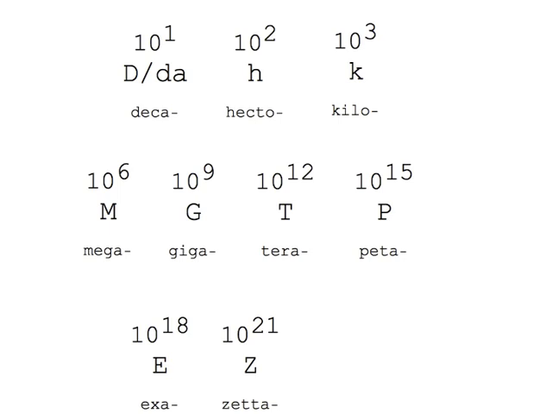10 to the 21st power uses the prefix zetta, abbreviated by an uppercase Z. 10 to the 24th power uses the prefix yotta, abbreviated by an uppercase Y. That's 1 followed by 24 zeros.